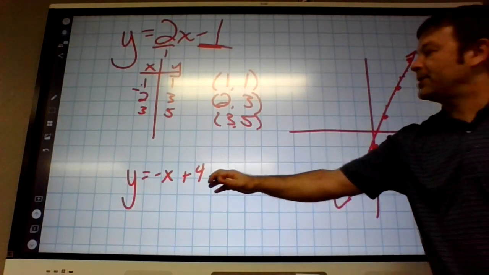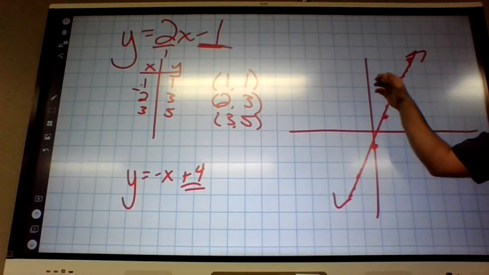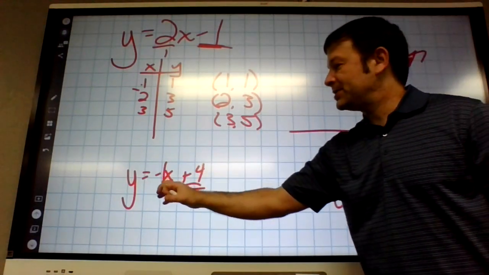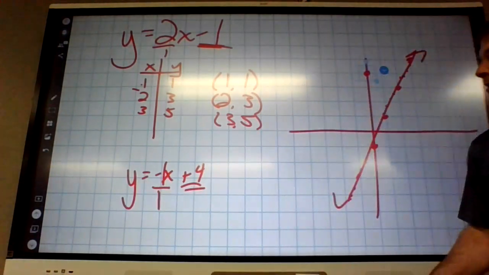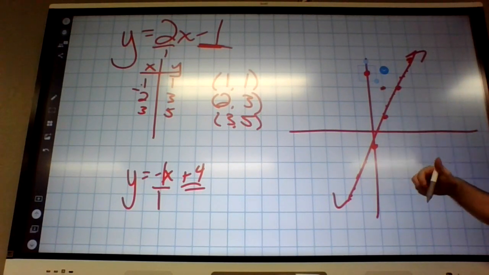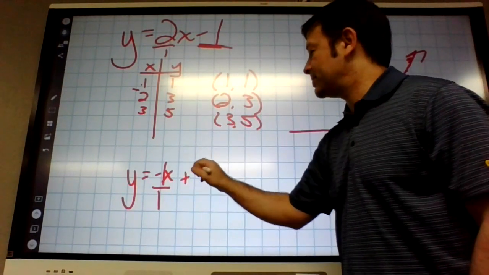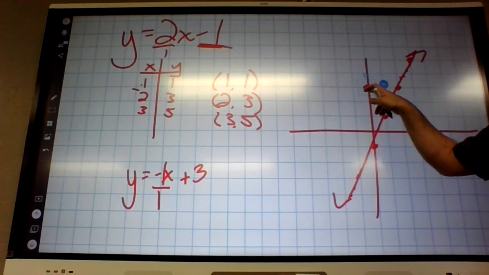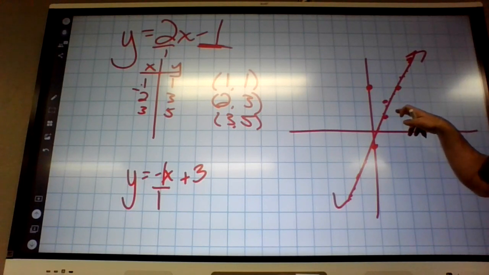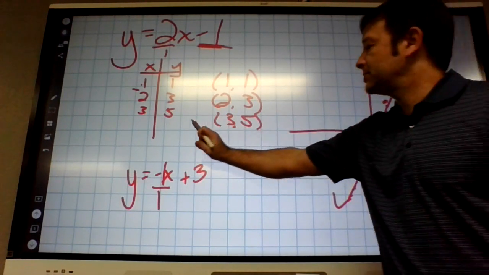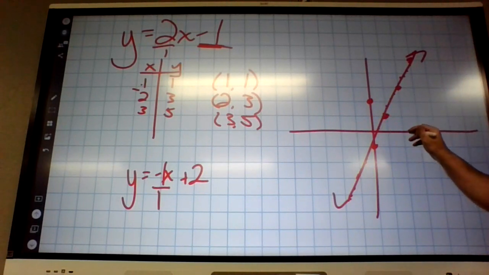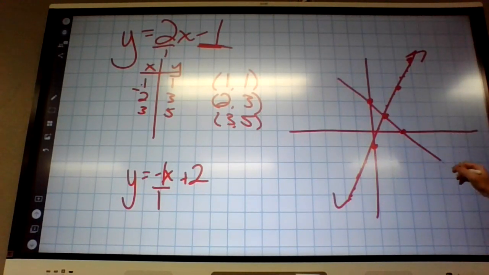Plus 4, so I'm going to start up 4 on the graph. 1, 2, 3, 4. Where am I going to go from here? Down 1 over 1. Rise negative 1, run 1. So like that. Let me change this to a 3. I want this to work out nicely. So I just need to lower it 1. No, that doesn't work either. I'll change it to a 2. Keep moving it. Okay, down 1 over 1, down 1 over 1. So it looks like that.